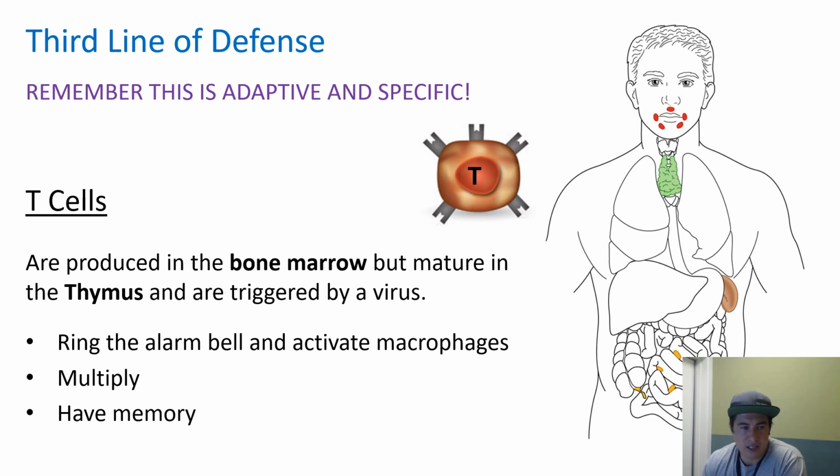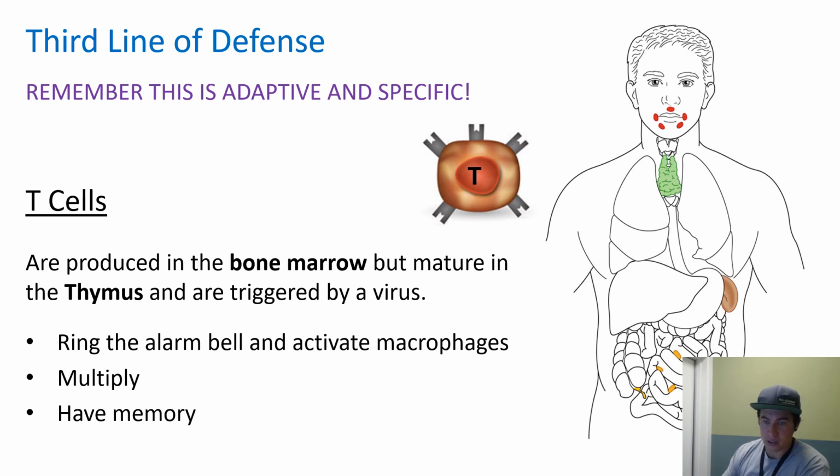Now let's look at our T cells. They're produced in our bone marrow also, but they are sent to the thymus to be matured, and they are triggered by a virus. So think of T cells as they coordinate the specific immune system. I think of them as ringing the alarm bell, and this activates macrophages to come in and do their work. And remember, a macrophage can then present the baddie on its surface, its cell membrane, to help inform everyone else what's going on and what kind of baddie is involved.